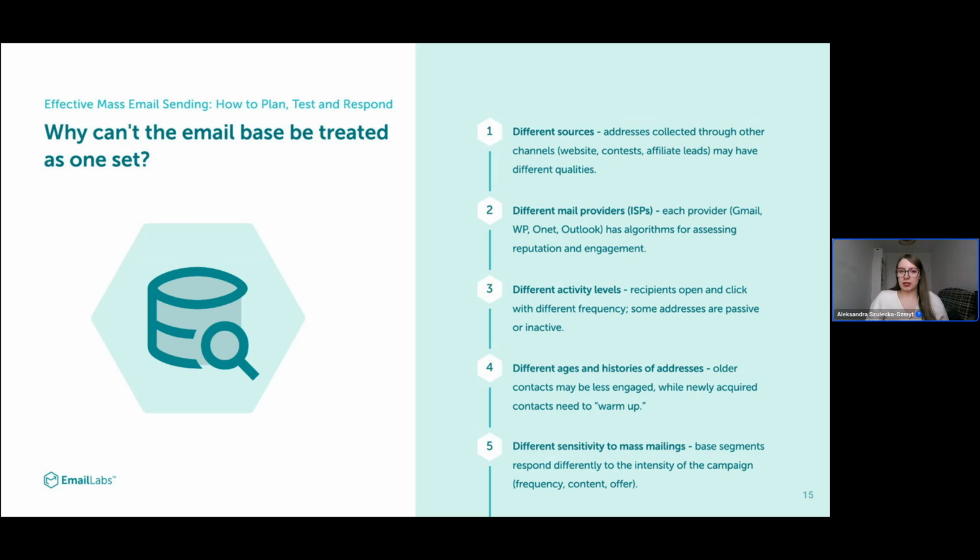Also, different ages and histories of addresses. Be careful with addresses that are a couple or even more years old, because they may be converted into spam traps. We'll talk about spam traps in a while and what they are. And obviously, different sensitivity to mass mailings. You always have to segment your mailings to send targeted emails to boost your engagement.